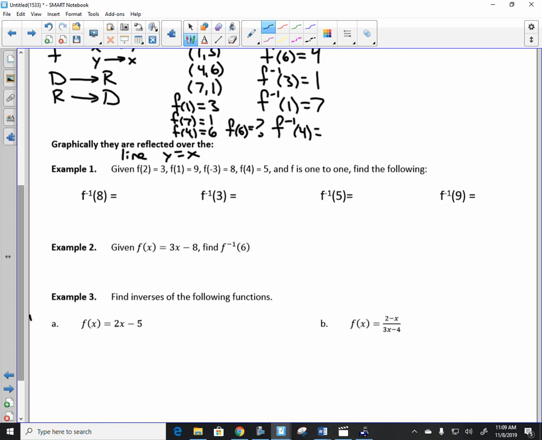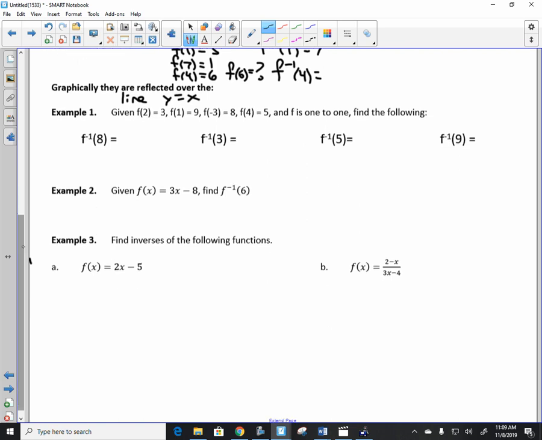Let's do some problems to practice our operations on inverses. f inverse of 8. That means if you have a y value of 8, what is the x value that corresponds? What do you think? Yes, -3. So f inverse of 3 is 2. And f inverse of 5 is, and f inverse of 9 is 1. Easy peasy, huh? Conceptually, it can be challenging. Some of the operations aren't very bad at all.